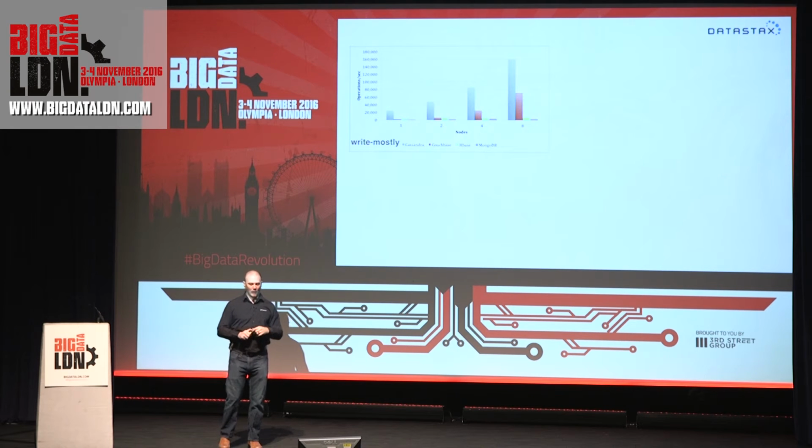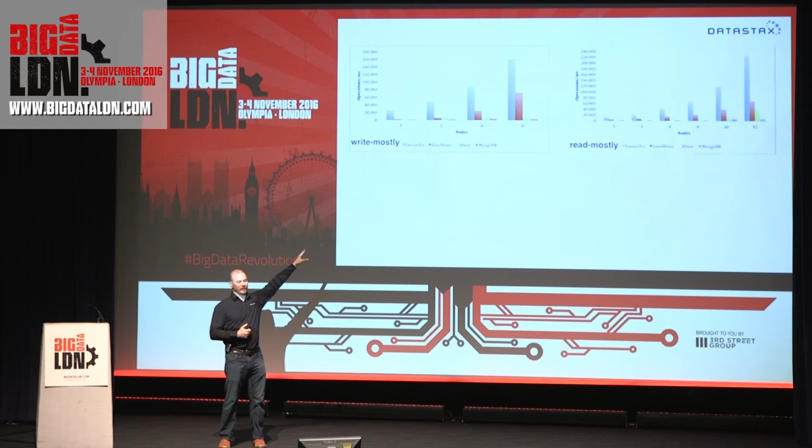And so DataStax hired a company called Endpoint to benchmark some common NoSQL systems. It's a little bit small on the screen, but at the bottom you've got Cassandra in blue, Couchbase in red, HBase in yellow, MongoDB in purple. We've got 4 different workloads. This is write mostly, it's 90% writes. Read mostly, 90% reads. Balanced is 50% writes, 50% reads.